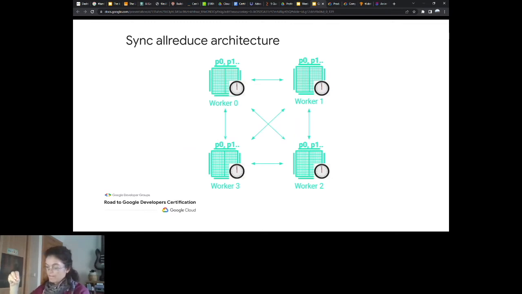synchronization. And what they do afterwards, after completing the synchronization, is that they take each model. Each worker has created an updated model with a measure of the accuracy or the performance.